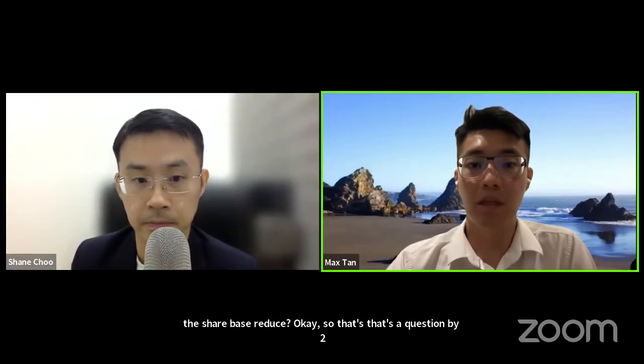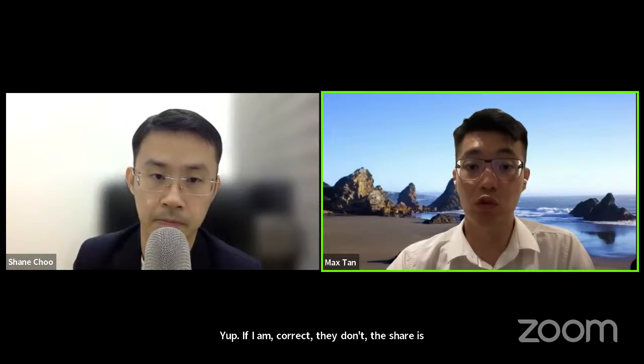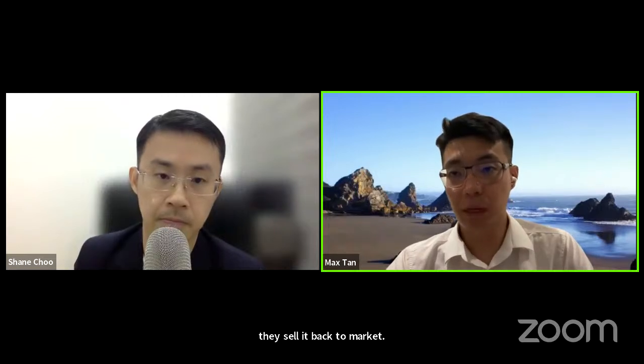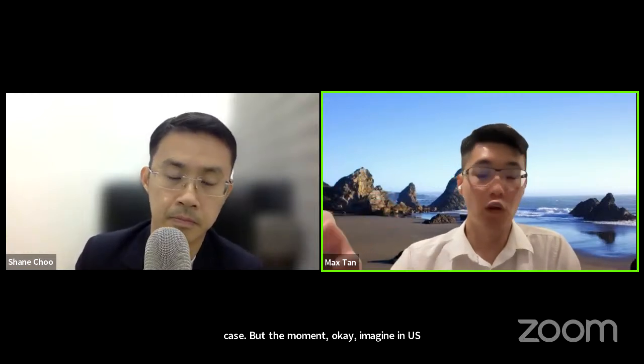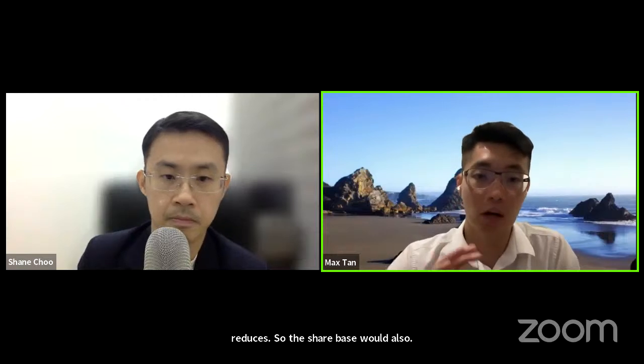Yep. If I am correct, even if they don't terminate, the share base still decreases whenever they put shares into treasury, unless they sell them back to the market. When they decide to terminate, that is another write-off case. But imagine in US cases, they buy back shares and put them in treasury, but they don't normally terminate immediately. Whenever they buy back, the float in the market reduces, so the share base would also reduce. That's if I remember it correctly. You don't have to really terminate to reduce the share base.